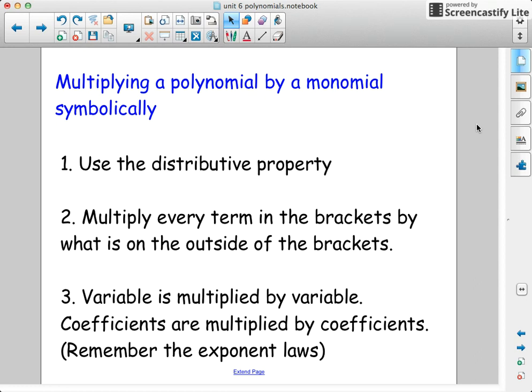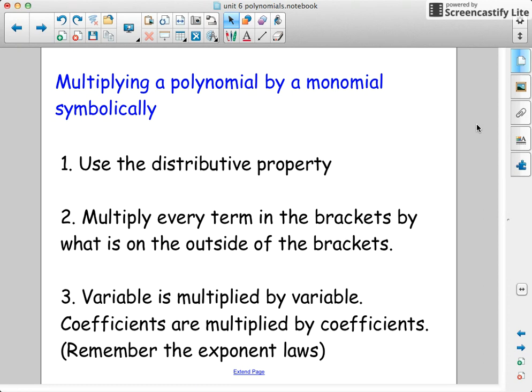This time we're going over multiplying a polynomial by a monomial symbolically, so not with a model. The steps are we're going to use the distributive property, just like you would have with just a constant. Multiply every term in the brackets by what's on the outside. That's the distributive property. A variable is multiplied by a variable, and the constants, or the coefficients, are multiplied by constants.